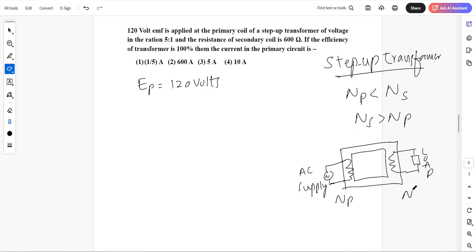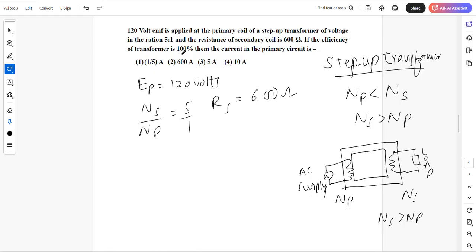NP is the number of turns. Here step up means it is stepping up the voltage. Therefore, always NS will be greater than NP. What have they given? The ratio NS by NP is equal to 5 by 1. And the resistance of the secondary coil, RS, they have given. RS is 600 ohm.